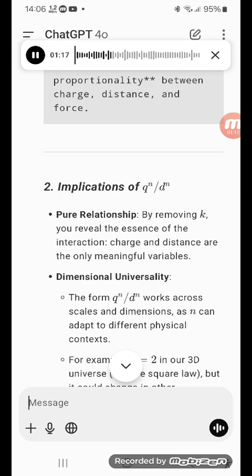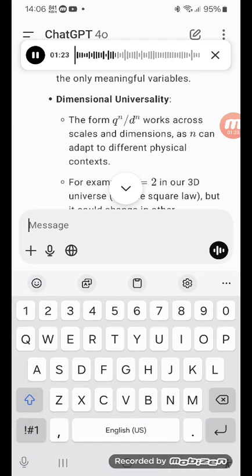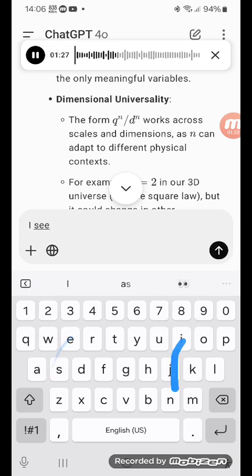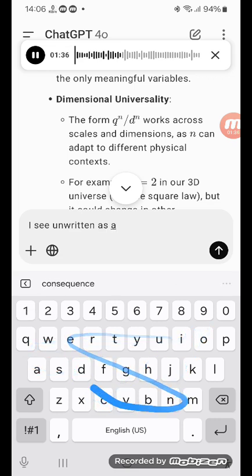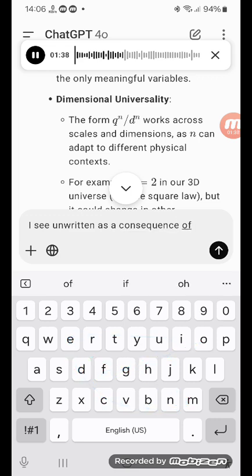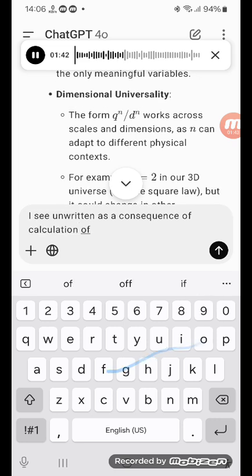Dimensional universality. The form Qn dn works across scales and dimensions, as n can adapt to different physical contexts. For example, n equals 2 in our 3D universe, inverse square law, but it could change in other dimensional frameworks or systems. Simplicity and clarity. It removes the distractions of constants and focuses purely on the interplay between charge and separation. Q dn. The foundation of interaction.